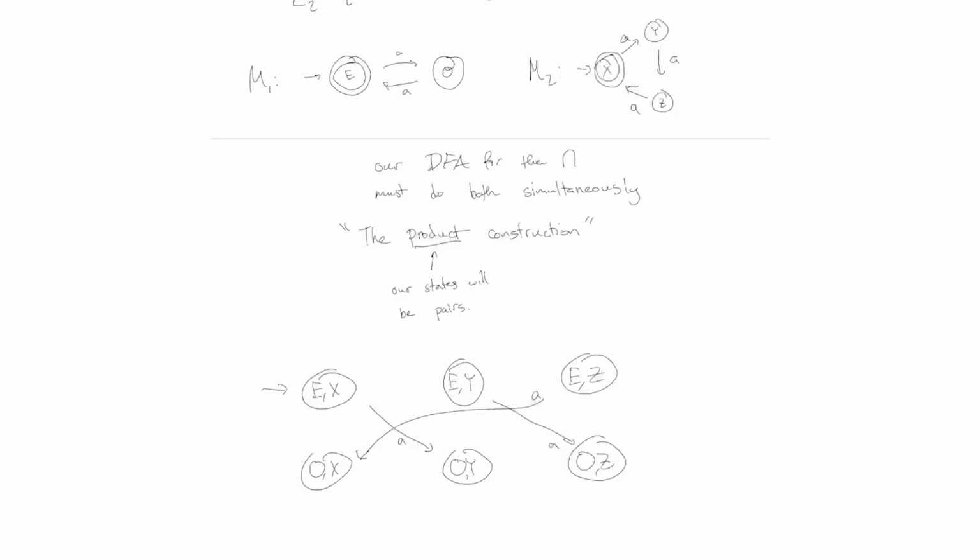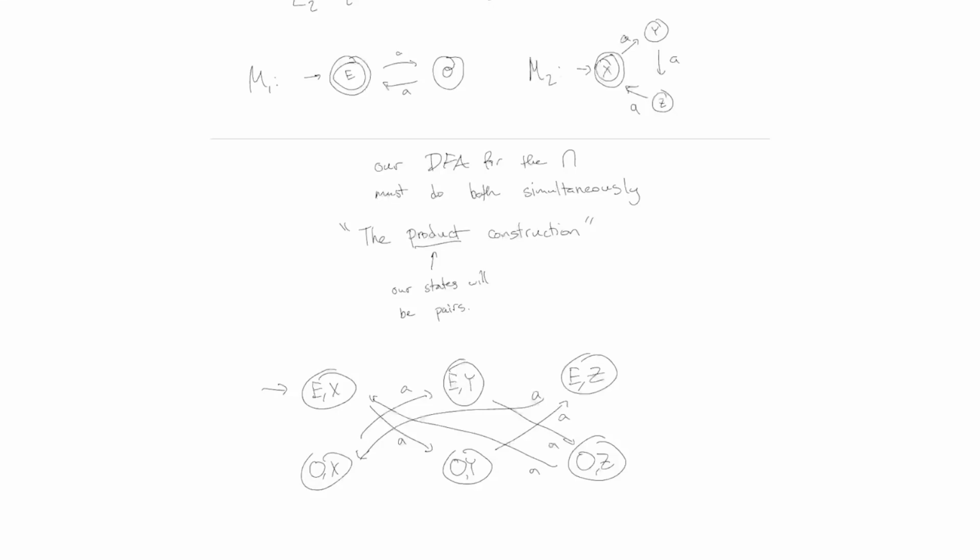Let's do the ones on the bottom. OX: O goes to E, X goes to Y. So OX goes to EY. That's there. OY goes to EZ. That's there. And OZ goes to EX. That's there. All right. I think I did those right.